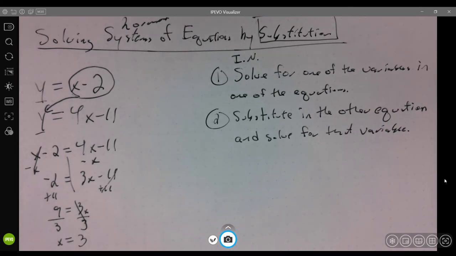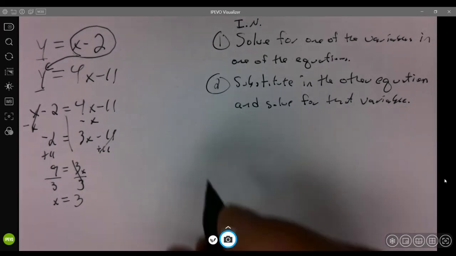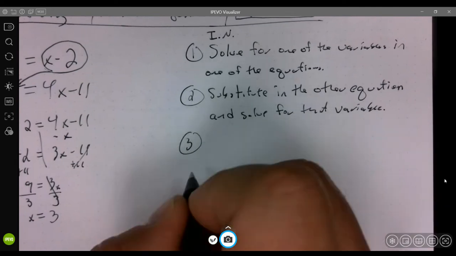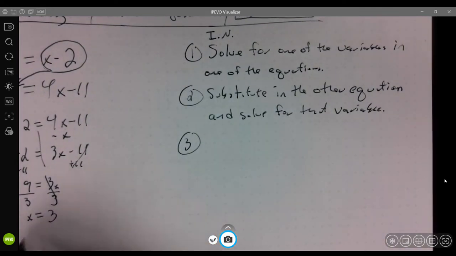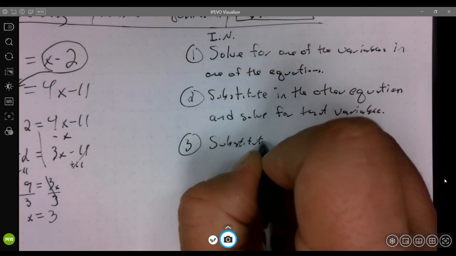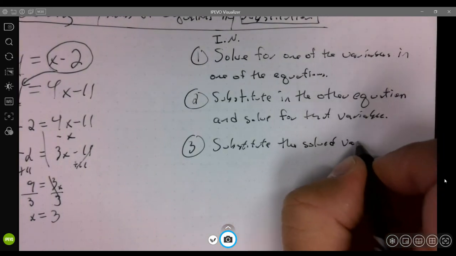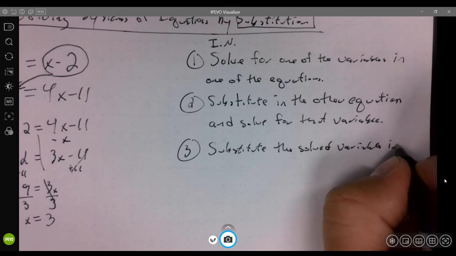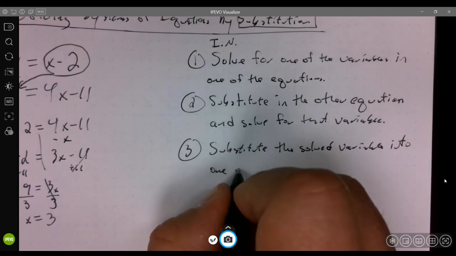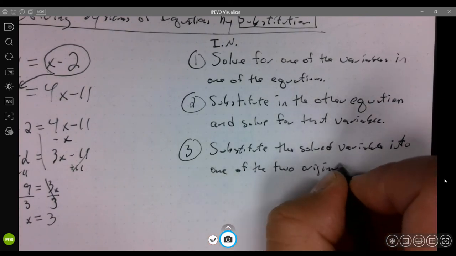But we're not done. We want to know where these lines cross. Well, lines cross at a point, and we write it as a coordinate. So that's our third step. Once you solve for one variable, so in this case we've solved for x, you substitute the solved variable into one of the two original equations.